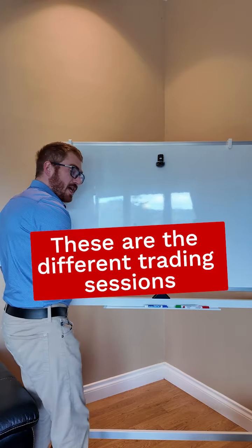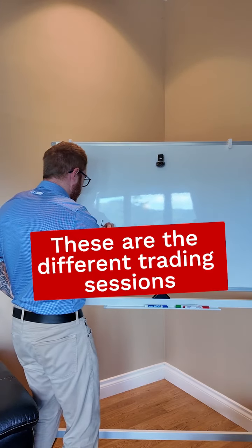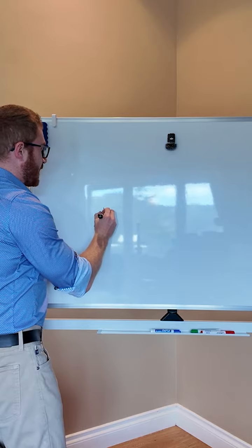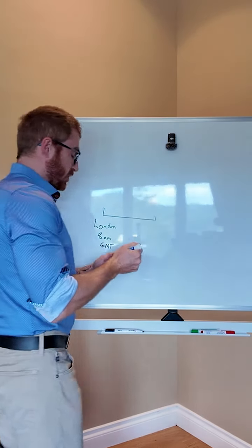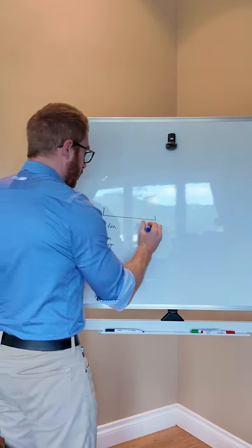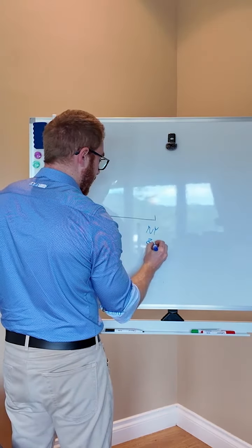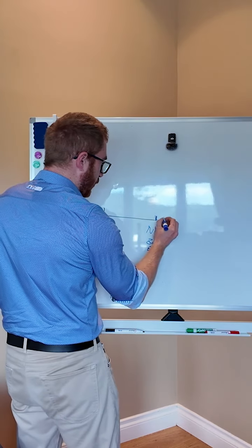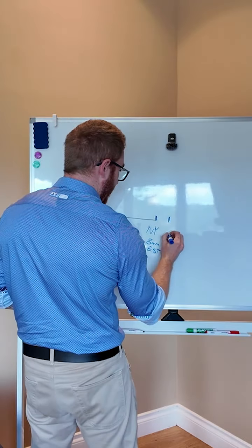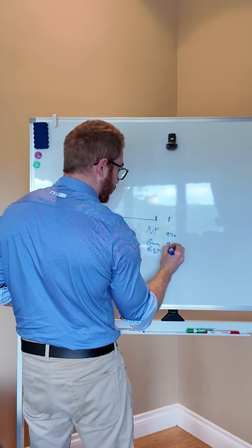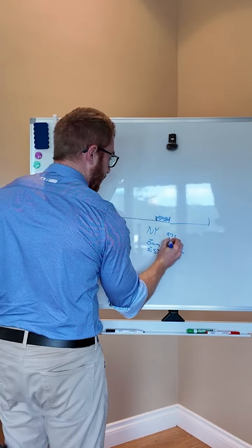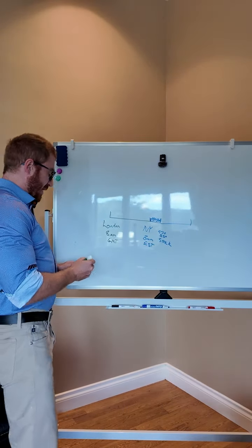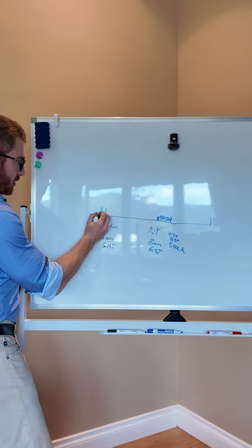So we have 3 major sessions throughout the day. We have London, and that's going to open at 8 a.m. GMT. That session then opens into the New York session at 8 a.m. Eastern time. Then we have another one that actually opens up right here at 9:30, and that's the stock market, and that's EST.